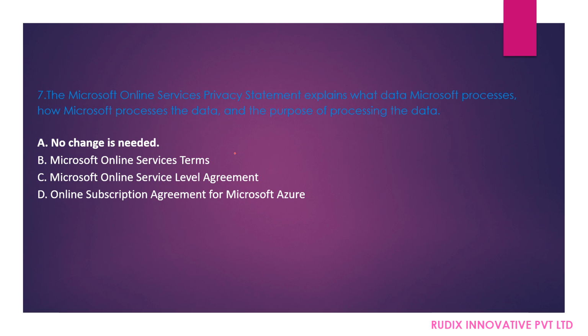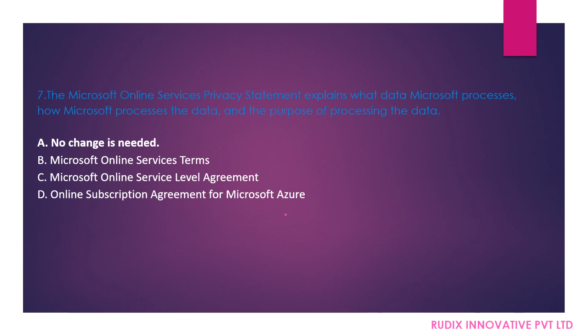The Microsoft Online Services Privacy Statement explains what data Microsoft processes, how Microsoft processes the data, and the purpose of processing the data. So this is option A, no changes needed. B, Microsoft Online Services Terms. C, Microsoft Online Service Level Agreement. D, Online Subscription Agreement for Microsoft Azure.